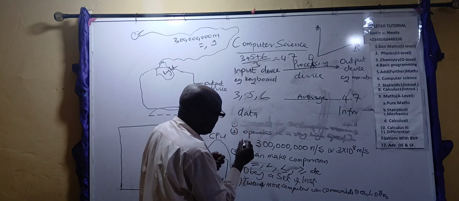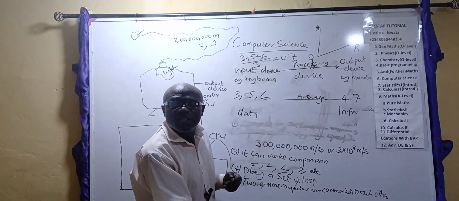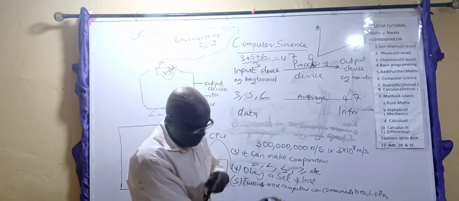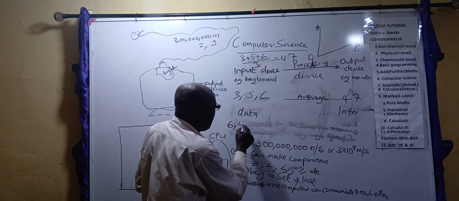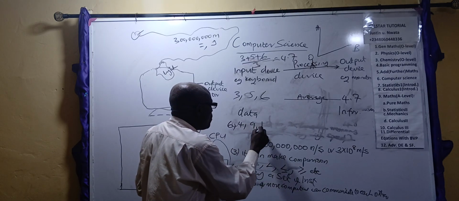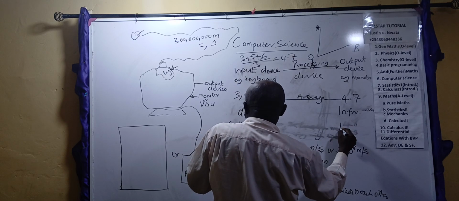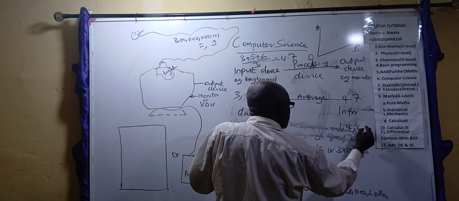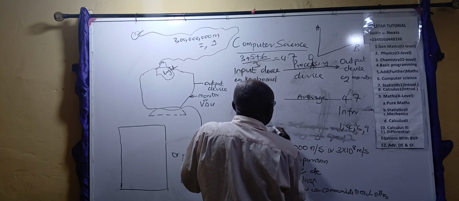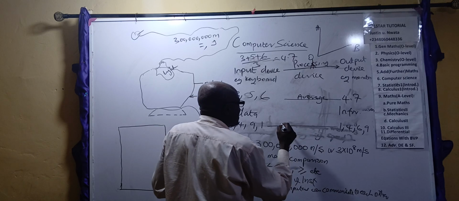These are another data and information. 6, 4, 9, 1. This is data, information. 6, 9. What processing have I done here? I have arranged it in ascending order.